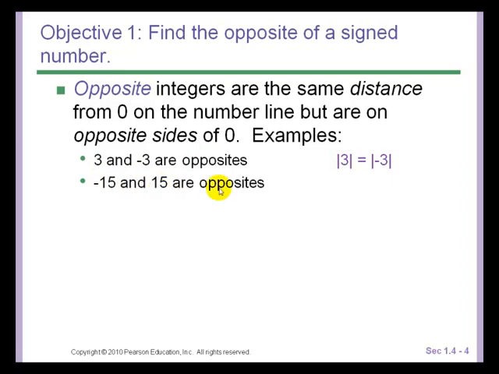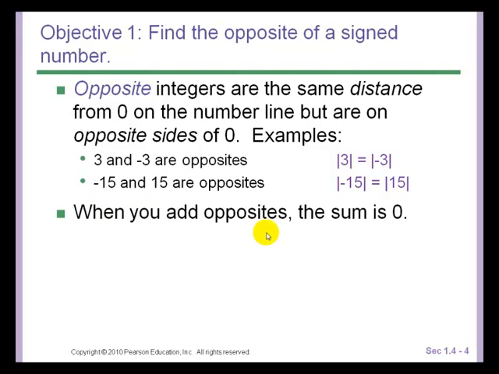-15 and 15 are also opposites. Again, the absolute value of -15 equals the absolute value of 15. Notice that here I used equal signs because this is a true statement. This is 3 and that is also 3. This is 15 and that is also 15. But over here, I did not use any equal signs, and that's because 3 is not the same as -3, and -15 is not the same as 15. They have a relationship, namely that they are opposites, but they are not equal. Be very careful how you use the equal sign. It is only for when two things are the same, not just any relationship.